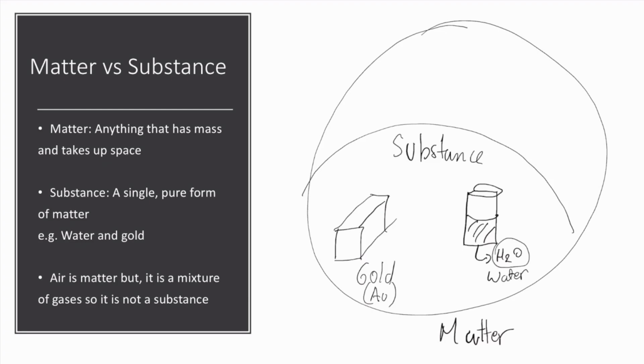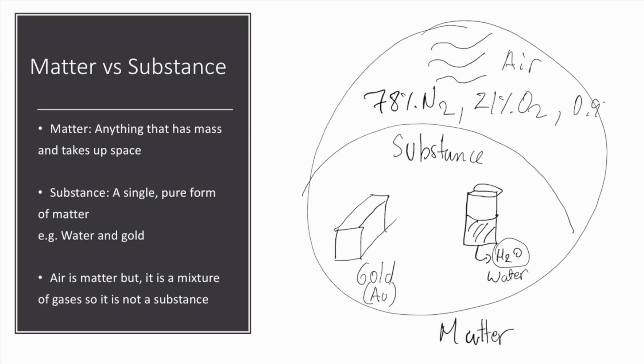Something that is matter but is not a substance is, for example, air. Air is made out of different gases, about 78% nitrogen gas, 21% oxygen gas, 0.93% argon gas, and 0.04% carbon dioxide gas.